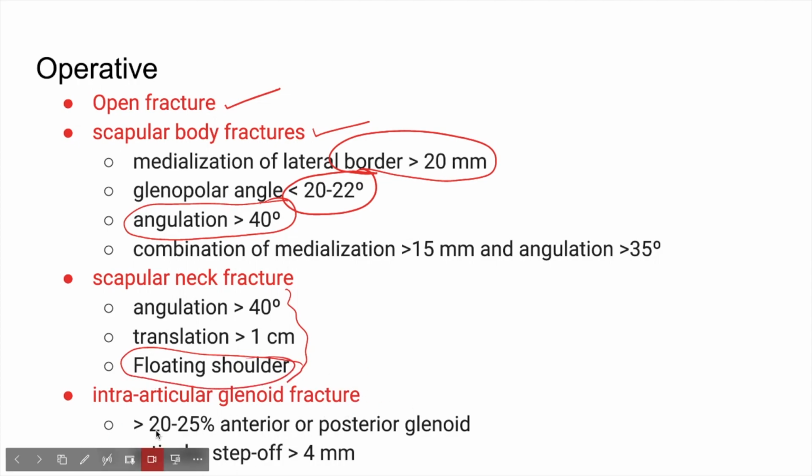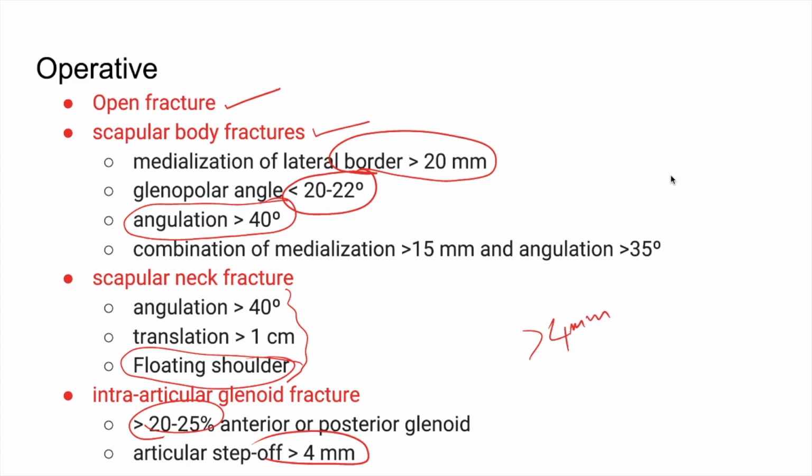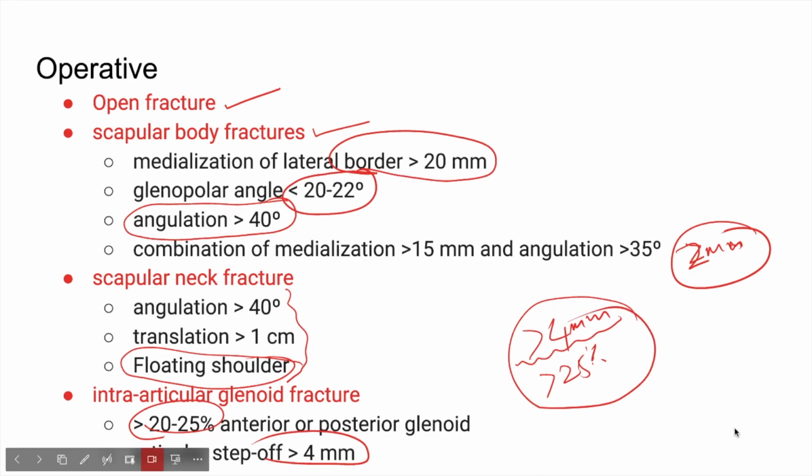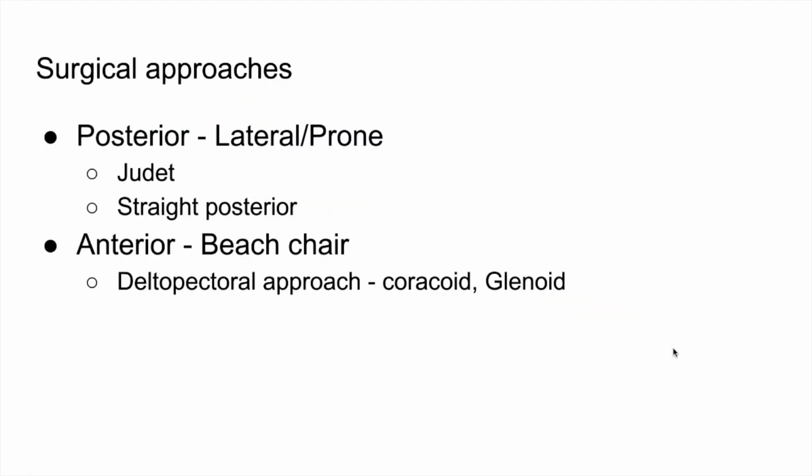If it is an intra-articular fracture, more than 25% of the anterior or posterior glenoid involved and an articular step off of more than 4 millimeters. So more than 4 millimeters of step off. It's not the 2 millimeter step off that you see in distal radius fractures. Rather, it is a more than 4 millimeter step off that is recommended to be fixed in glenoid fractures, and more than 25% involvement of the glenoid. So these are the two criteria on the basis of which you fix these glenoid fractures.